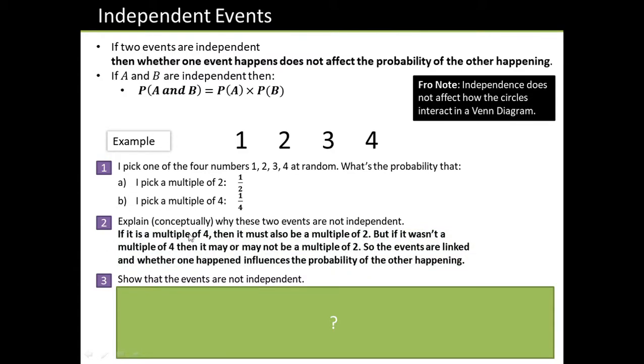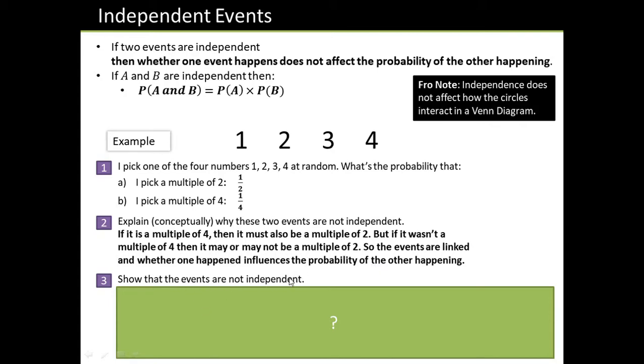So if the number is a multiple of 4, then it must also be a multiple of 2. But if it wasn't a multiple of 4, then it may or may not be a multiple of 2. So the event for that particular one happening is influencing whether or not the other one happens, or the level of probability, the level of chance. So the events are definitely linked together, and whether one happens influences the other. So they are not independent.